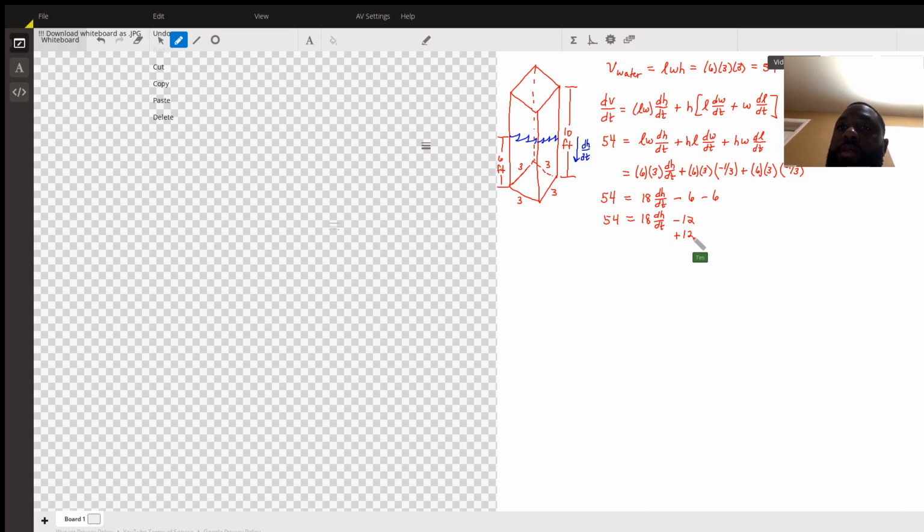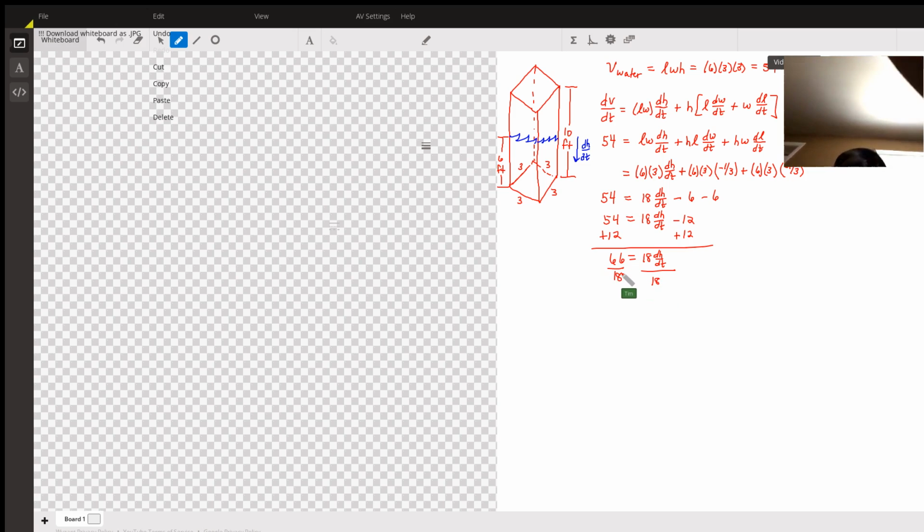So we add, dHdt, and we solve for dHdt. Calculator. dHdt equals approximately 3.67 cubic feet per second.